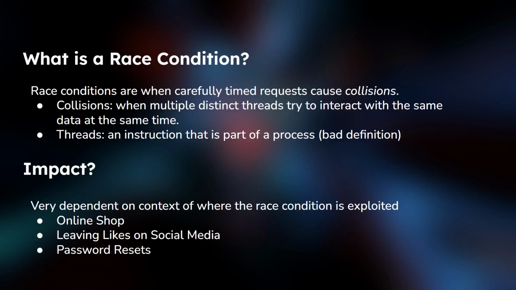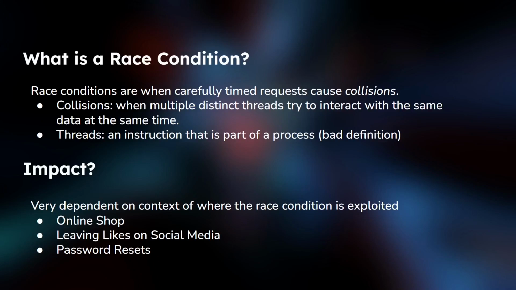So what are race conditions? Well, we have to talk about a few different things. First, if multiple distinct threads are trying to access or interact or change data at the same time, we would call that a collision. Threads are just, think of them as instructions that are part of a process. So race conditions are when you specifically time your requests to an endpoint or your actions to cause a collision of data that's being modified.